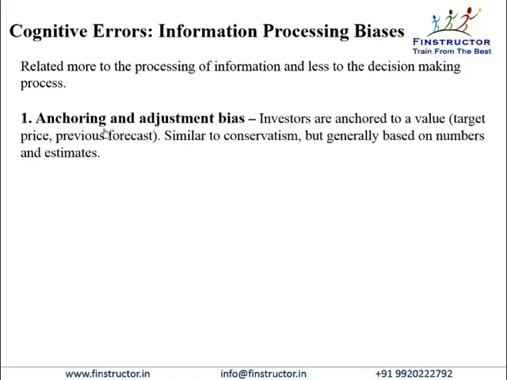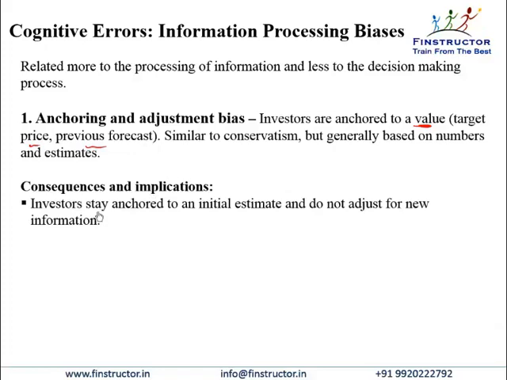The first bias is called anchoring and adjustment bias. That is, investors tend to be anchored to a value. So there's a target price that they had in their mind, or there was some previous forecast that they made. The bias is similar to conservatism, which is a belief perseverance error, but this is generally based on numbers and estimates that you don't completely incorporate.